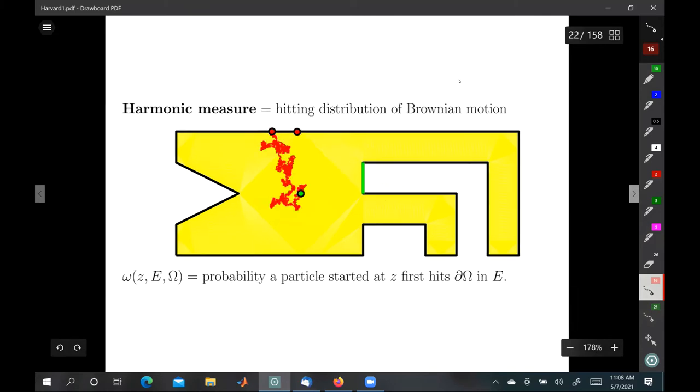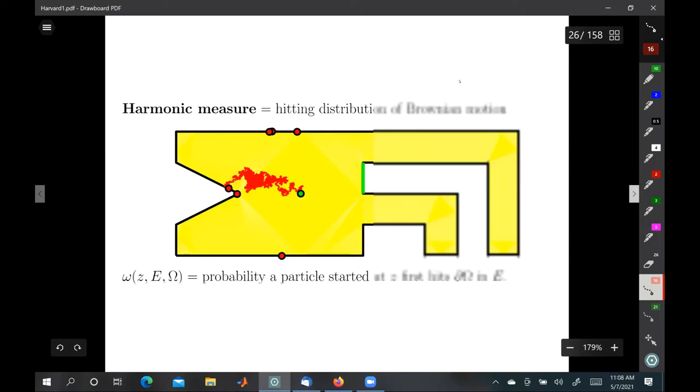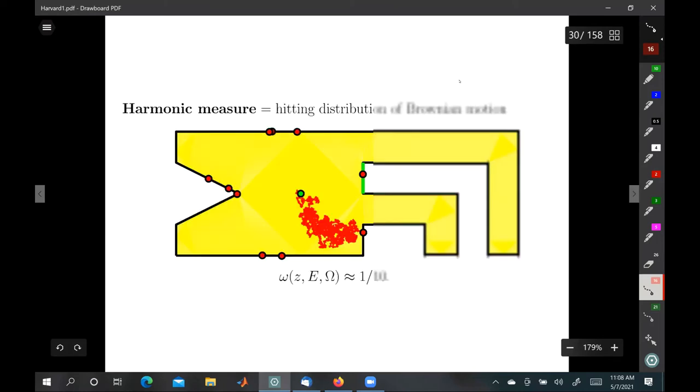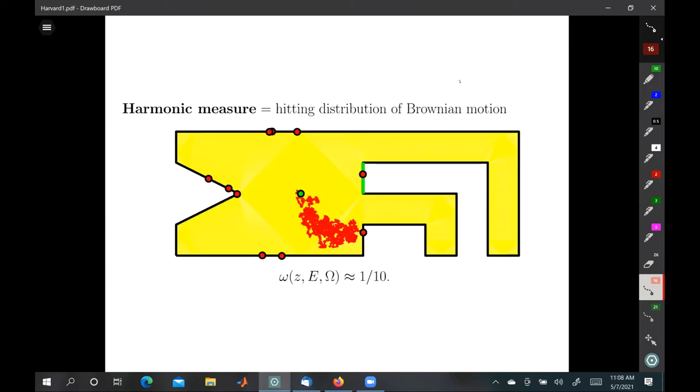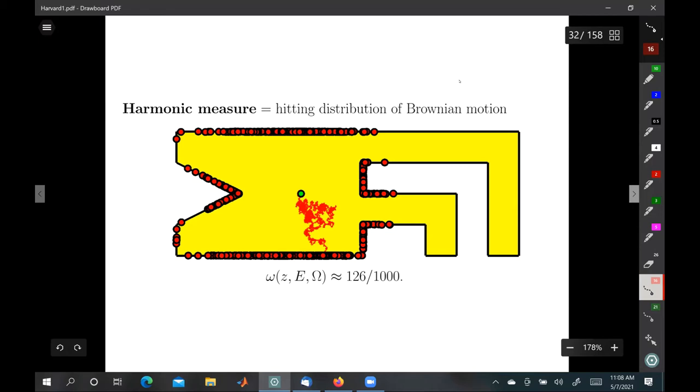But let me try again, and again, and again. Well, so far I haven't hit it. Let's keep trying. Ah, I got it. Got it on the 7th try, but I missed it on the 8th and 9th tries. So I've only hit it 1 out of 10 tries. So what we call the harmonic measure of that edge is probably about 1/10. If I jump up to 100 trials, I hit it 13 out of 100 times. If I go up to 1,000 trials, I hit 126. So around 10% or 12% is about the harmonic measure of that edge.